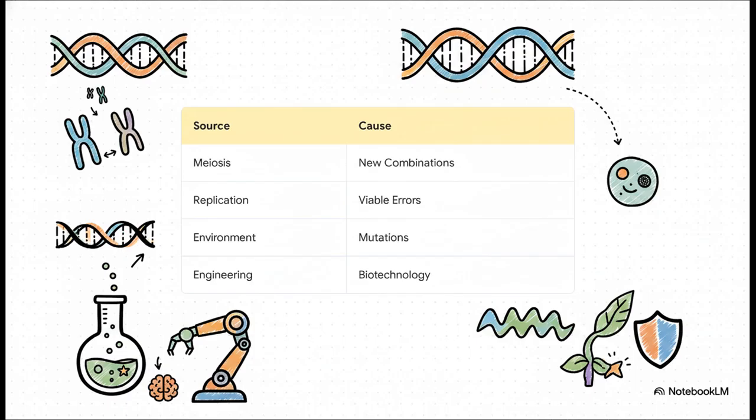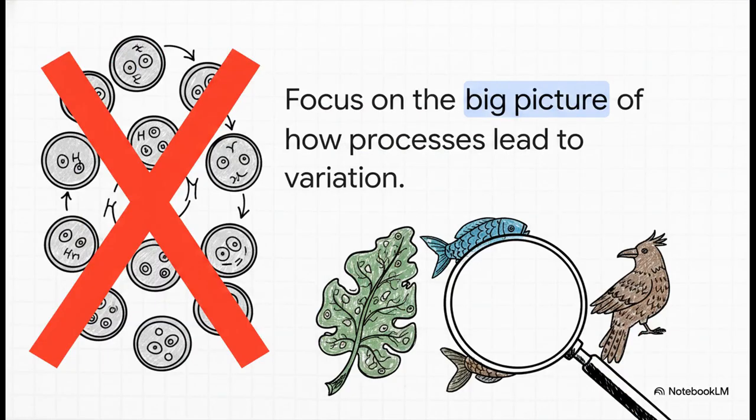And fourth is genetic engineering, which represents human-driven advances in biotechnology where scientists directly modify DNA. So those 4 factors, that's exactly how unique traits are created and passed on.